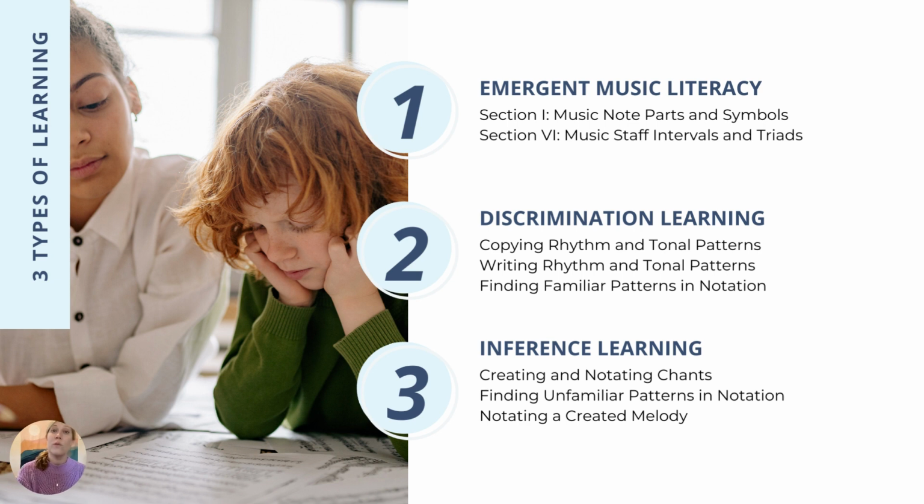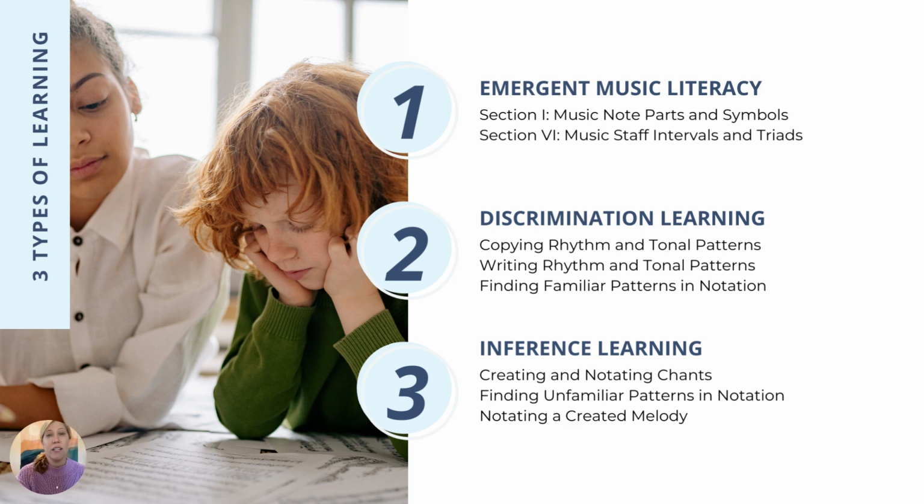So in the book, the student first completes section 1 and section 6. Section 1 involves creating shapes with note parts and drawings with note parts and music notes. And section 6 involves creating shapes on the staff with different intervals on lines and spaces, and then with triads on lines and spaces. And this can be done far before they get to the point where they are reading and writing their familiar tonal patterns and rhythm patterns.